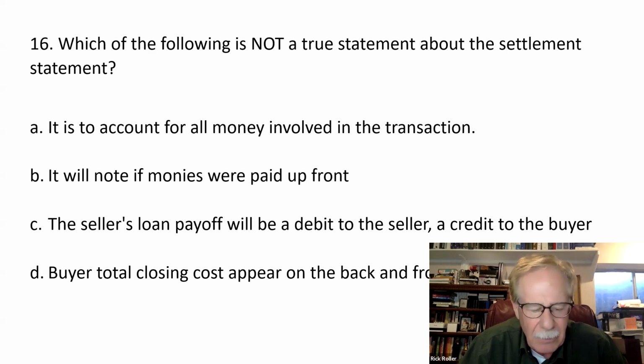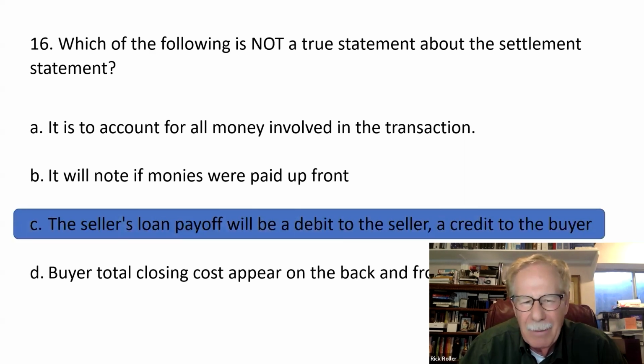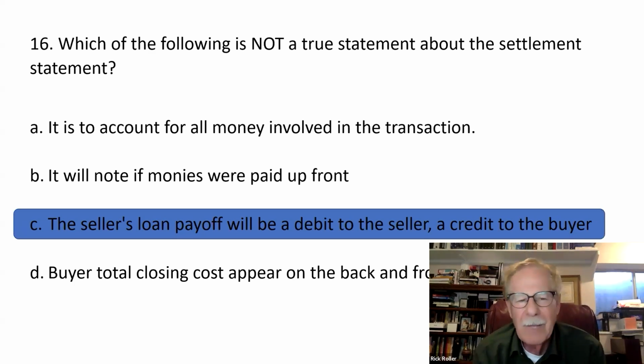Okay. So let's look real close. It will note if monies were paid up front, of course. We're looking for something that's not going to be on the statement. And that would be, in this particular case, C. The seller's loan payoff will be a debit to the seller and a credit to the buyer. And it's not going to be a credit to the buyer. Okay. Why would the seller's payoff be a credit to the buyer? Think about it. It's the seller's old obligation he had that he's been paying on as he's owned his property throughout the years. And that buyer's going to say, hey, pay off your old loan so that I can get my new loan.